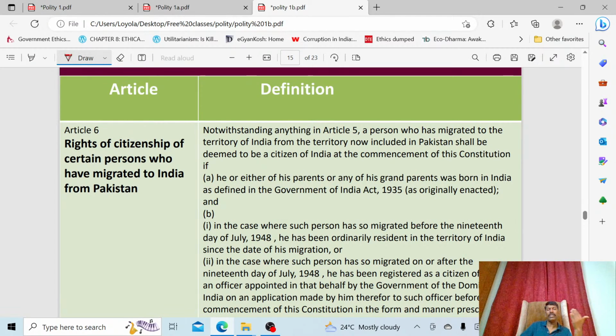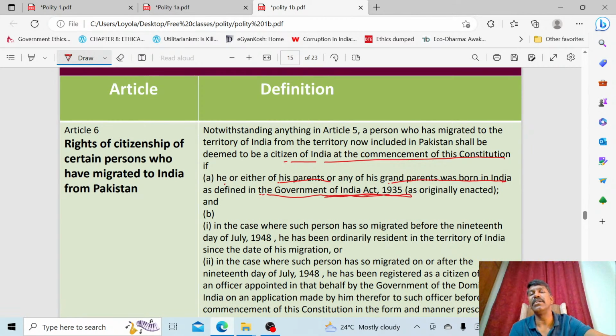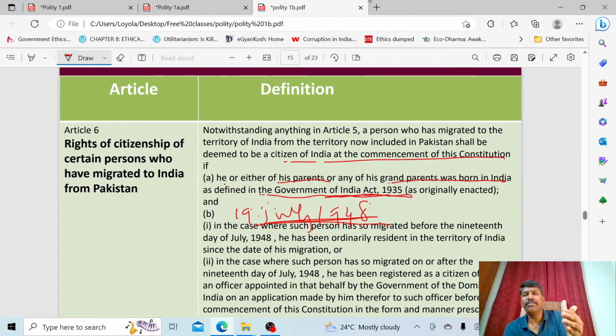So a person who has migrated to India from Pakistan, as per Article 5 of the Indian Constitution and the territory, is now deemed to be a citizen of India at the commencement of the Constitution on the basis of the following provisions. First condition: he or either of his parents or grandparents was born in India as defined by the Government of India Act 1935. Then, the person migrated before 19th July 1948: after the partition he went to Pakistan and returned before 19th July 1948, and he has been an ordinary resident of India since the date of his migration.